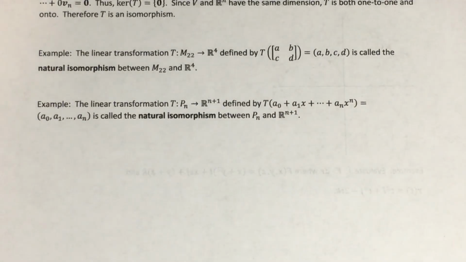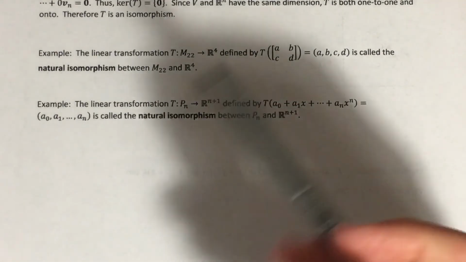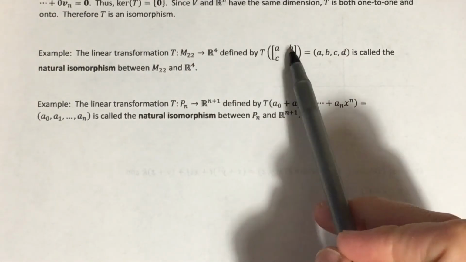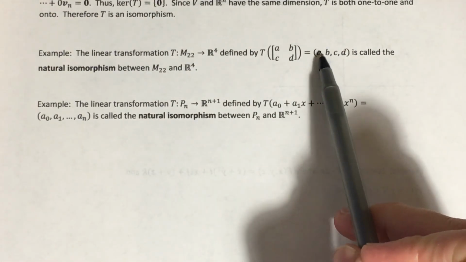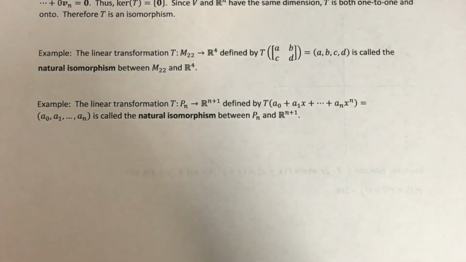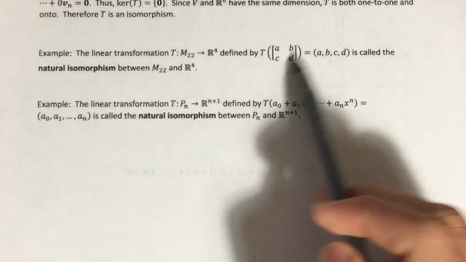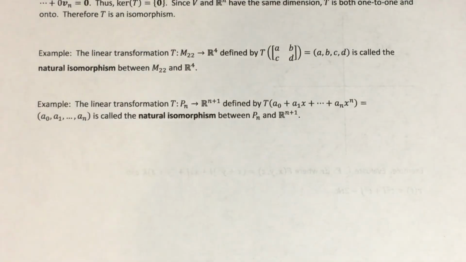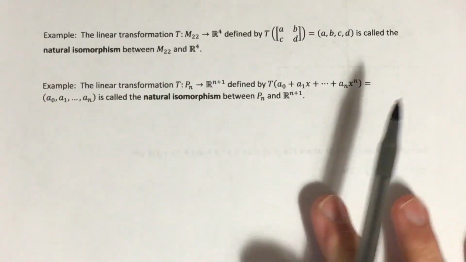It is not the only isomorphism between M22 and R4. There are lots and lots of other ones. In fact, another isomorphism would take a matrix ABCD and assign it to the vector DCBA. I can reverse the order, and that would actually also be an isomorphism. It's easy to show that. But we call this one the natural one just because it's the most natural one, right?